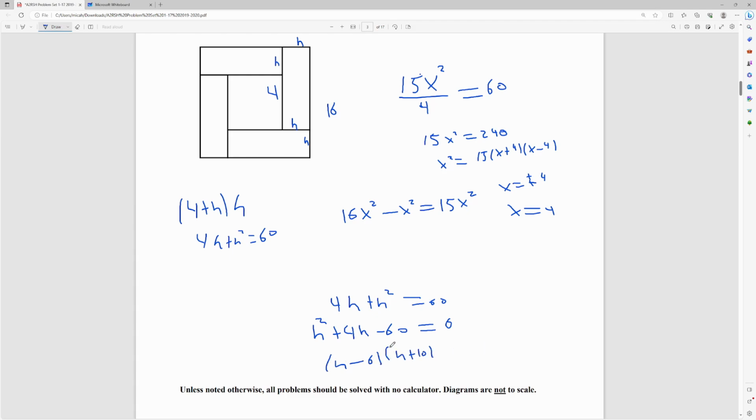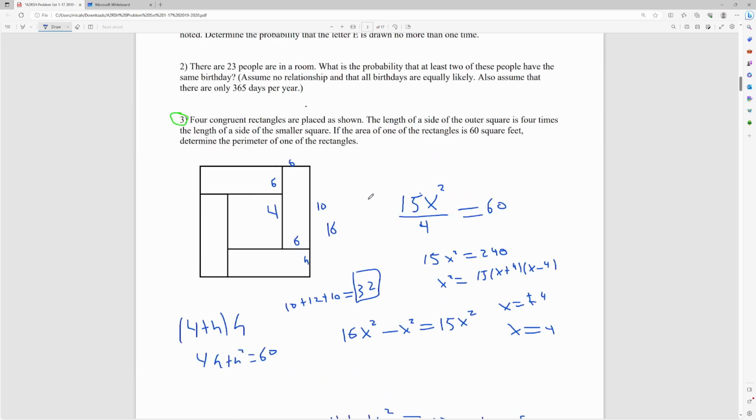And so we could reject this solution, and we get h equals 6. So now let's substitute that in. We get 6. This right here is 6, 6, 6, and this is 10. So we get a perimeter of 10 plus 12 plus 10, 32. So the perimeter of one of the smaller rectangles is 32.